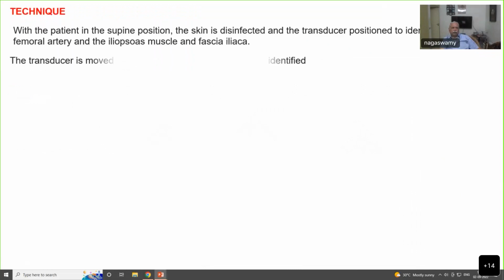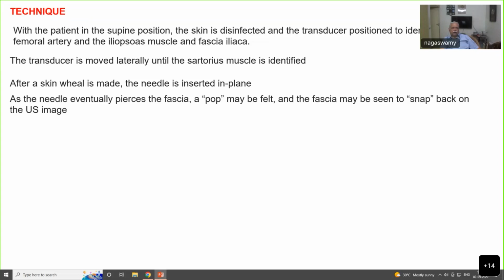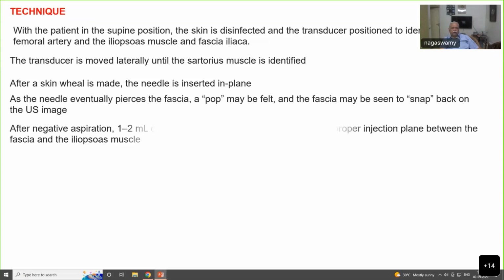Coming to the technique, skin is disinfected, transducer positioned as said earlier, identify the femoral artery, then the iliopsoas muscle and fascia iliaca. Transducer moved laterally until the sartorius muscle is also identified. After skin wheal is made, needle is inserted in plane. And you can also try to elicit that pop feeling. It's not that you always visualize it in the ultrasound image, but you try to get the pop feeling also.